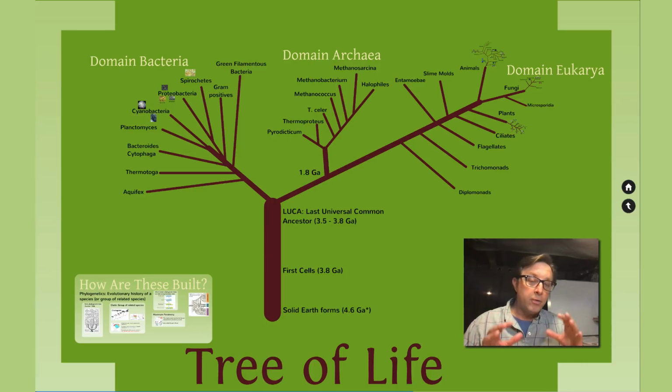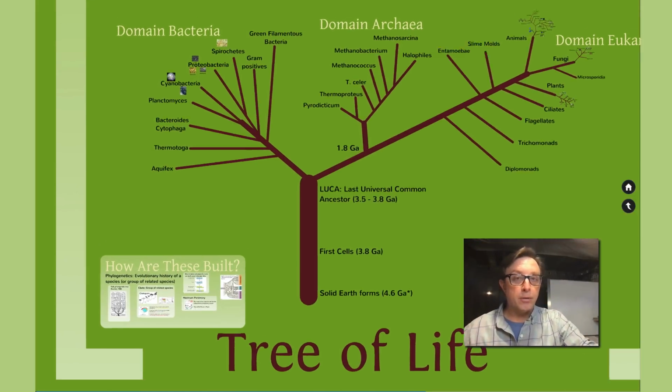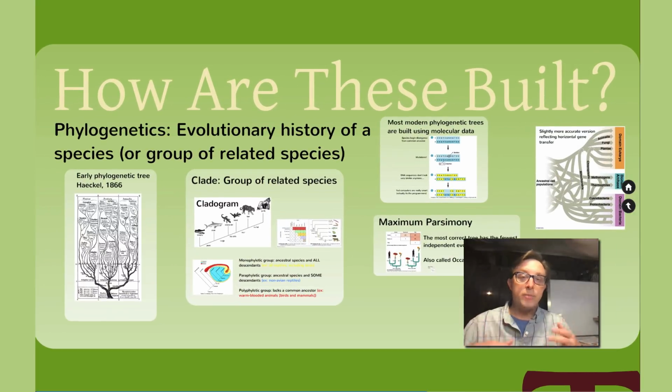What I really want to focus on is how these trees are built. What sort of data, what is the process behind building these relationships? The science of discovering and investigating these evolutionary relationships between organisms is called phylogenetics. Finding these evolutionary pathways that lead back in time to find how two current species are related. What is their common ancestor?